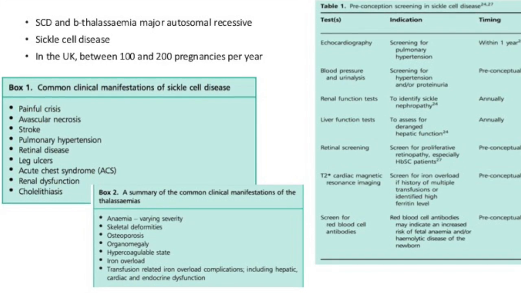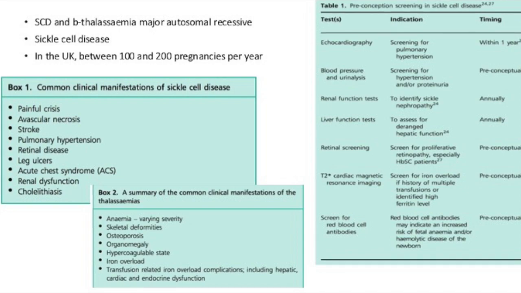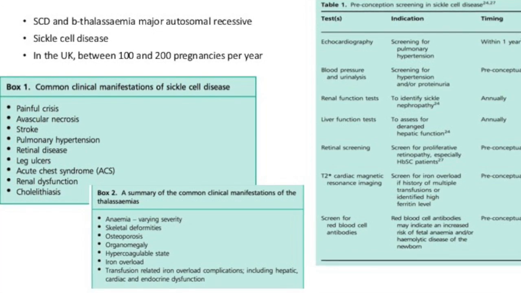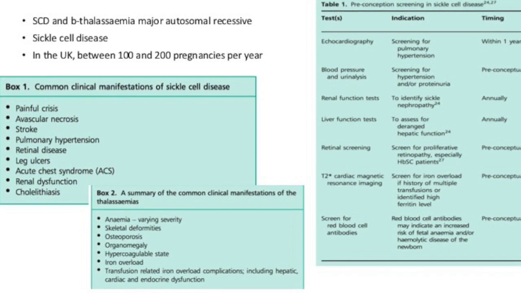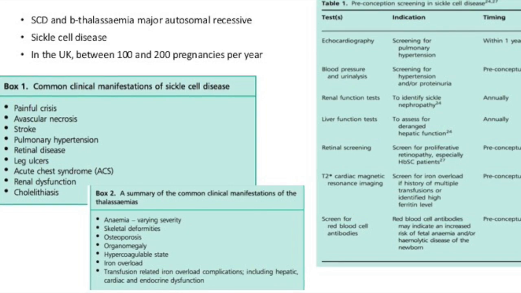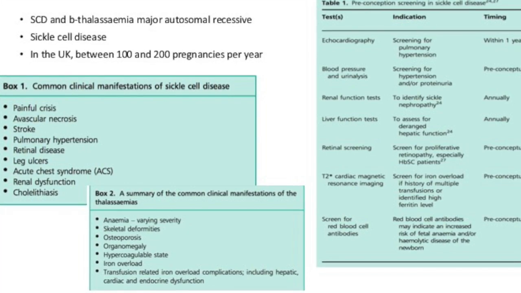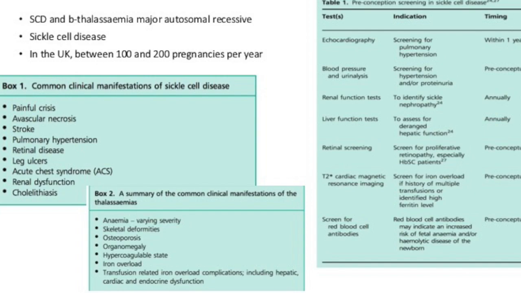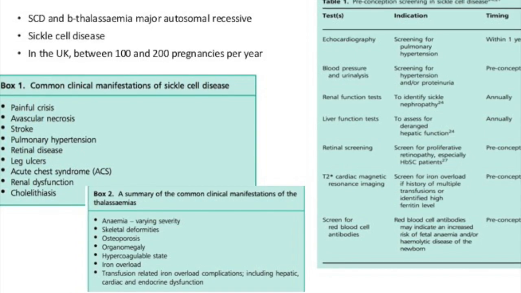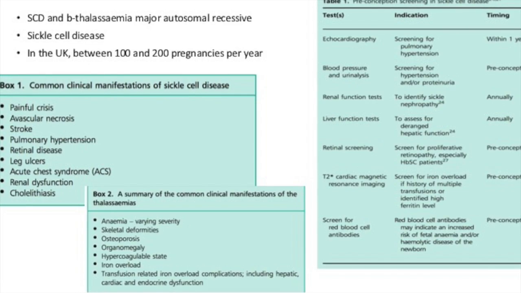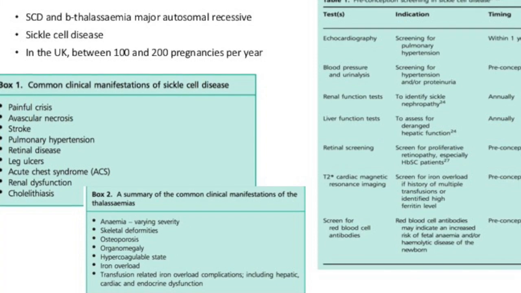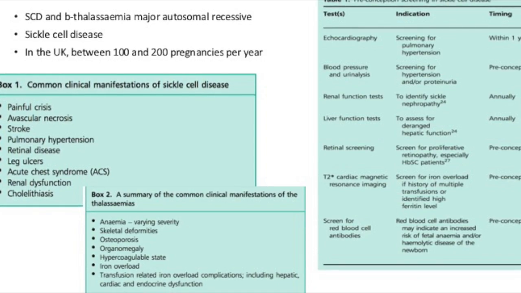This then goes on to another green box which includes preconception screening in sickle cell disease. So, a patient who's thinking about a pregnancy and has got sickle cell disease should have all these tests done. This is also covered in the Green-top guideline on sickle cell disease. So, the tests include echocardiography. Indication is screening for pulmonary hypertension, and timing is within 1 year.